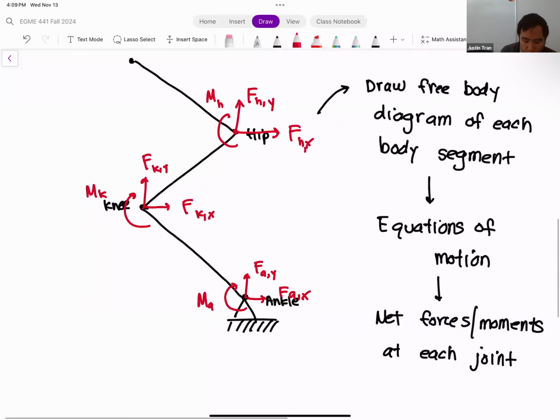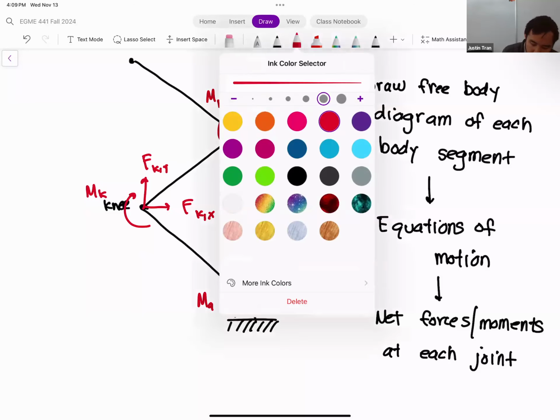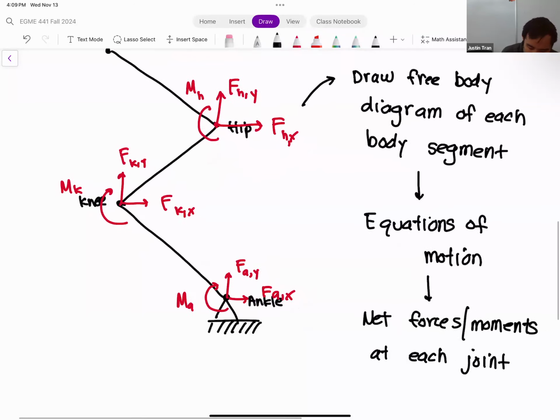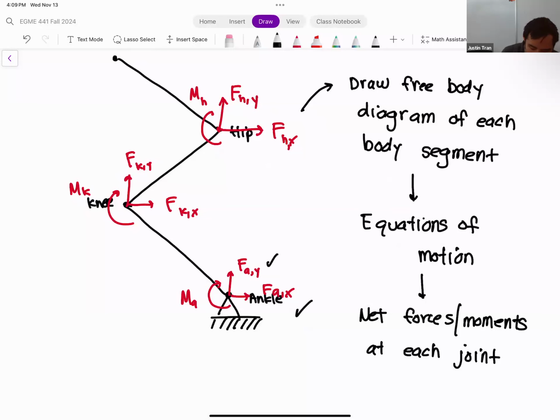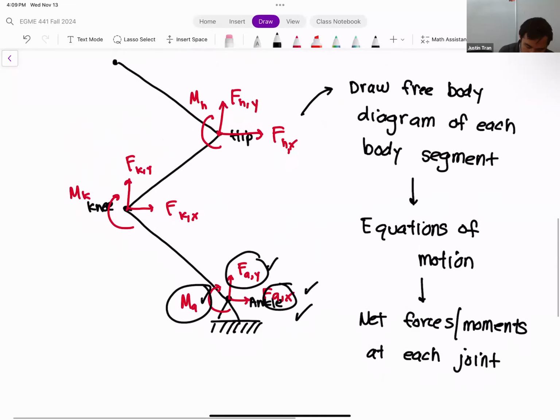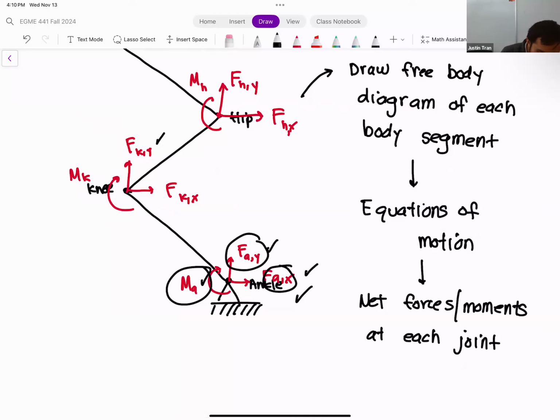The way we were doing this is drawing free body diagrams of each body segment. I believe where we left off last time was that we drew the free body diagram of the foot, and from that we were able to get expressions for FAY, FAX, and MA. So all 3 of these are done. We are right in the middle of computing the same quantities for the lower leg. The next goal is to compute the forces at the knee joint, that's FKX, FKY, and MK. So that's what we're going to start with today.